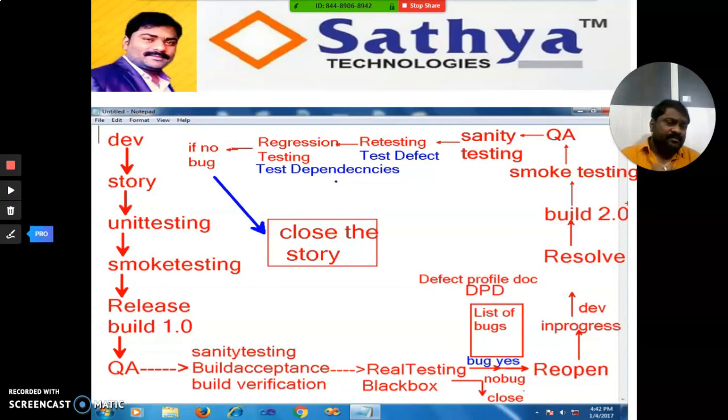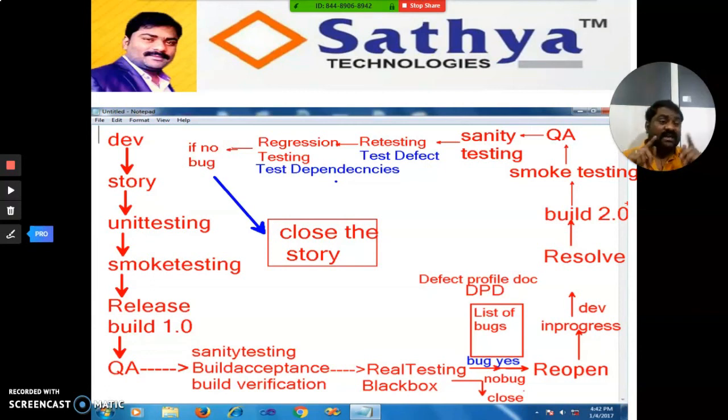Once the sanity testing is successful, now the test engineer will do real testing. Real testing means giving the input and checking the output. If expected output is equal to actual output, then the test case is passed. Otherwise, the test case is failed. That is real testing. The normal QTP tester job, the test engineer will do.